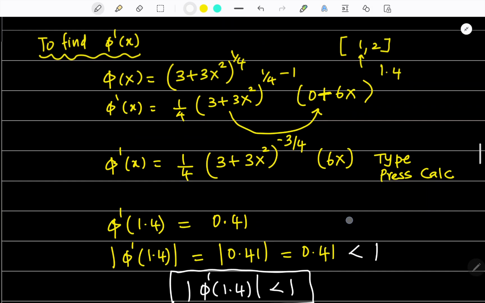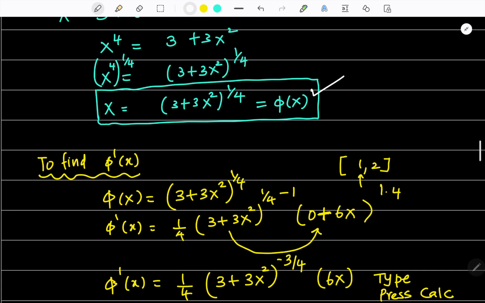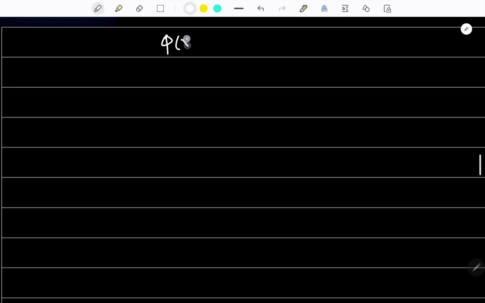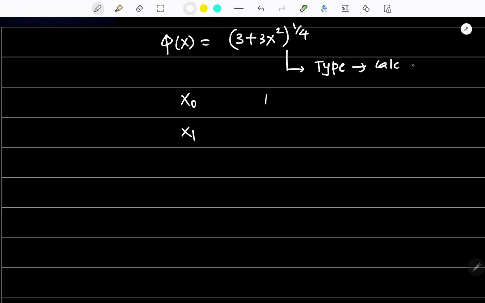So we are going to take this as your phi of x. Very simple. So phi of x is equal to the fourth root of 3 plus 3x square, that is, to the power of 1 by 4. Take your initial approximation as 1 and type this equation in the calculator, then press the key calc.